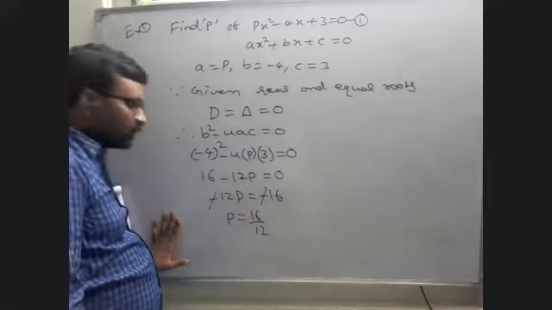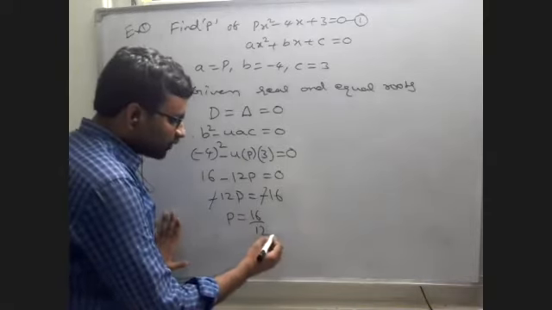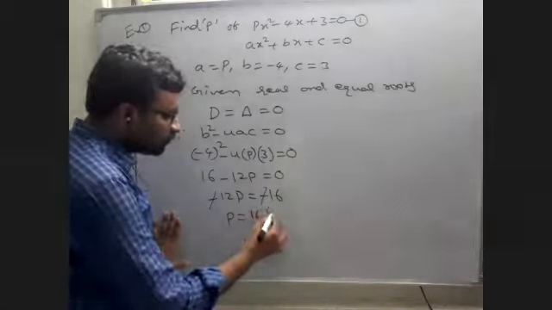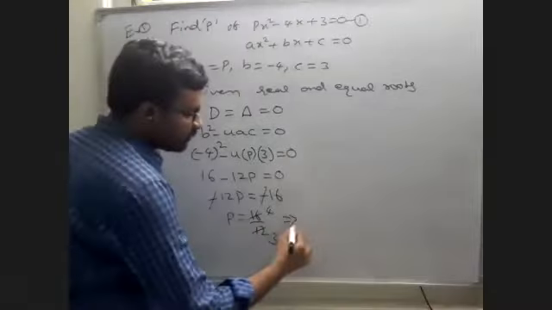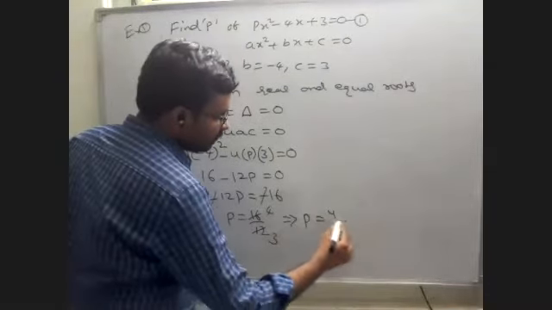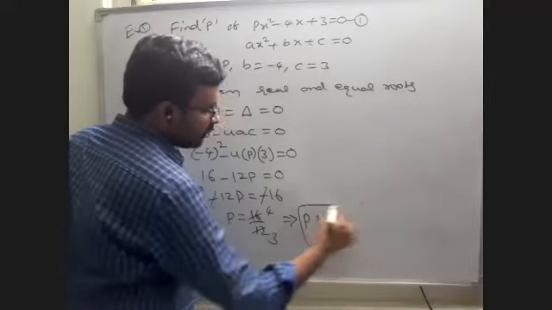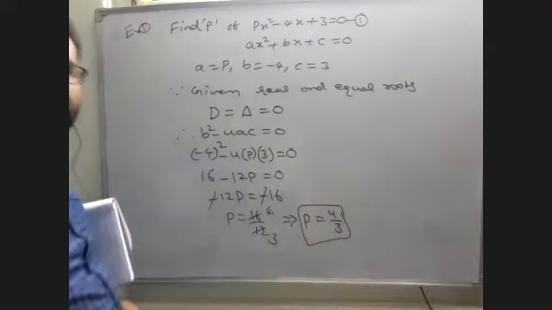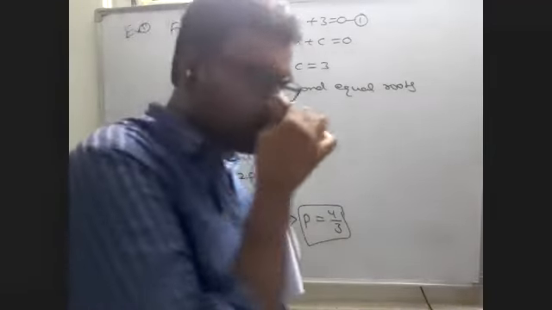Now cancel by using the fourth table, 4 3s are 12, 4 4s are 16. That implies the value of p is equal to 4 by 3. This is the value of p. Right? Copy this.